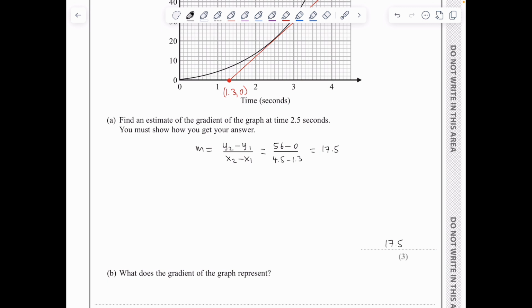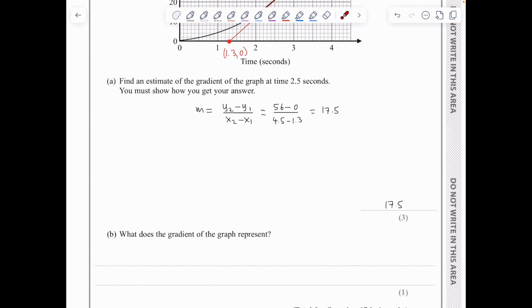Now, obviously, your answer depends on the straight line that you have drawn. We have all drawn something similar, but not necessarily identical, and this is why the mark scheme is accepting anything between 6.5 and 19.5. In part B, we are asked to explain what the gradient of the graph represents.